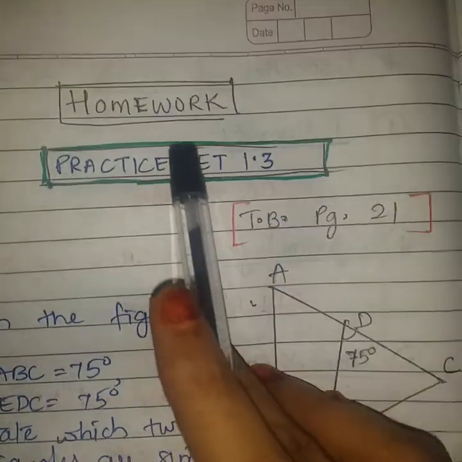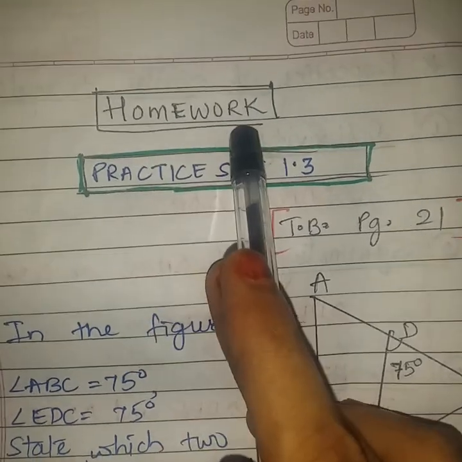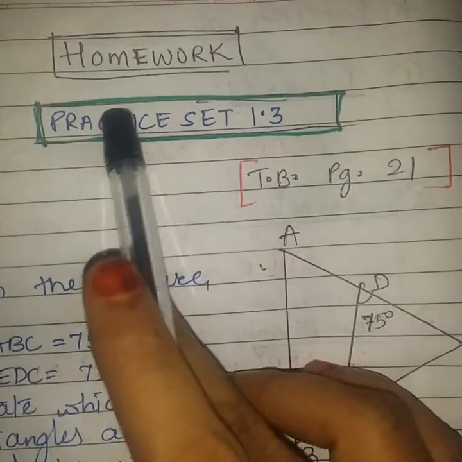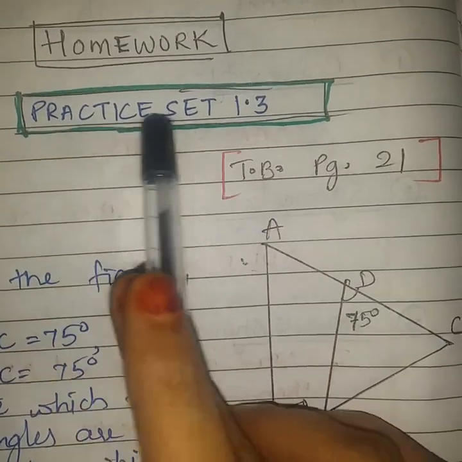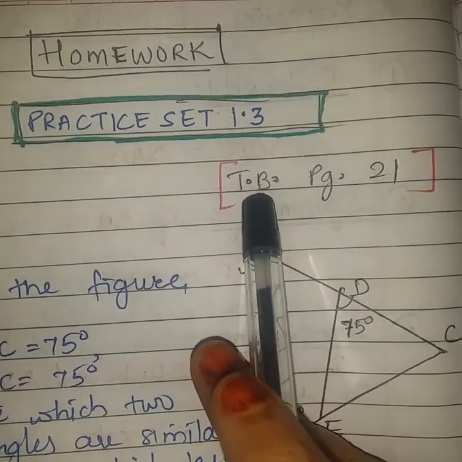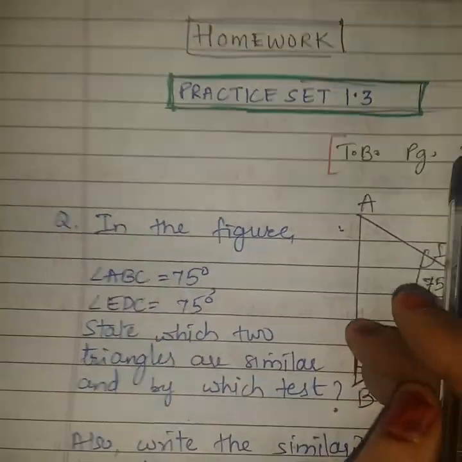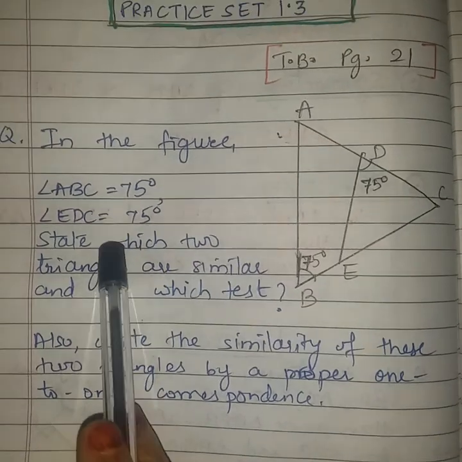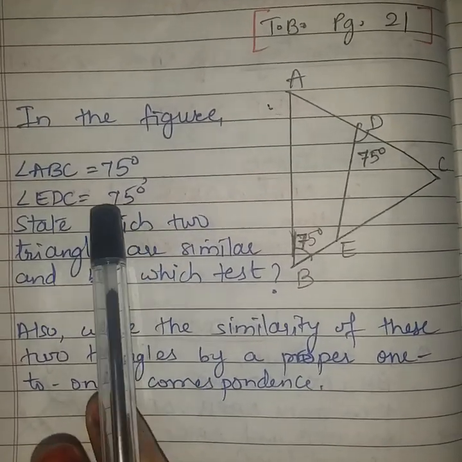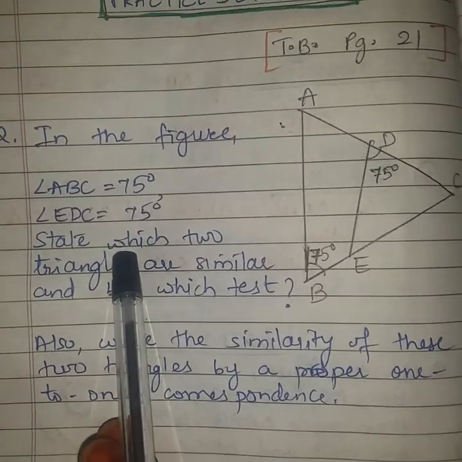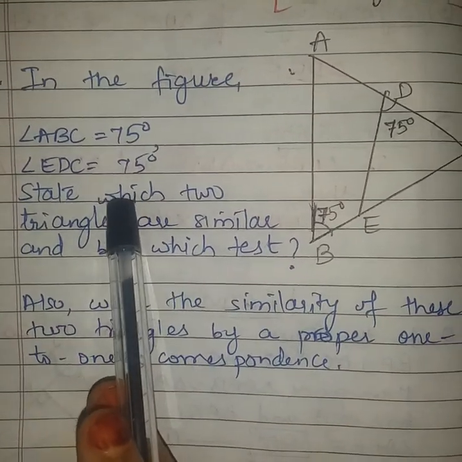So let us try to solve one more question. In fact, you are going to solve it on your own. Take it as homework. Here is a small homework for you from practice set 1.3, textbook page number 21. It is the first question of the practice set. The question is written over here. I hope you will solve this question on the same lines as I have just solved the activity.